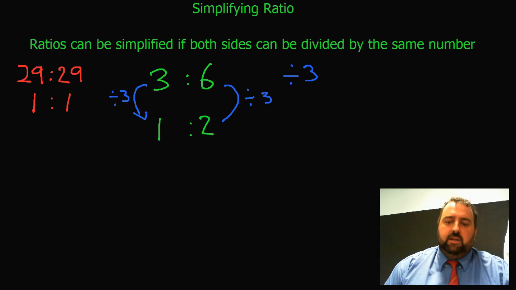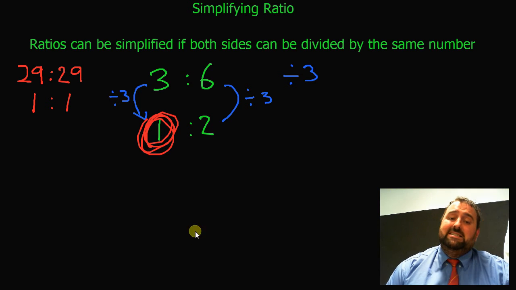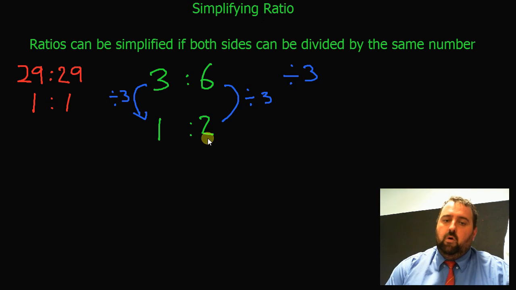The quick way to check if something's in its simplest form: if either side says 1, then that is definitely in its simplest form. Or if you can't figure out a number to divide both sides by, then it is probably in its simplest form.